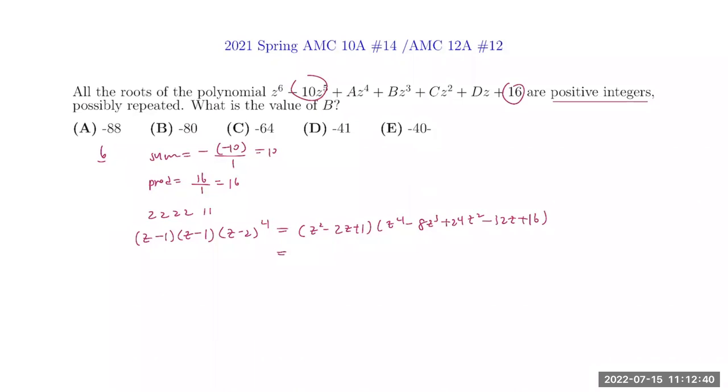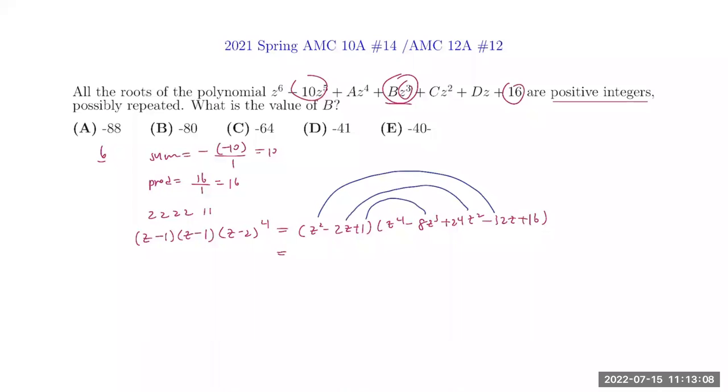And then after we get this expansion, we should be able to realize which terms multiplied together will give us a z cubed term, because if we want the value of b, we want the coefficient of all the z cubed terms. So we realize z squared times negative 32z will give us a z cubed term. Negative 2z times 24z squared will also give us a z cubed term. Negative 8z cubed times 1 will also give us a z cubed term.